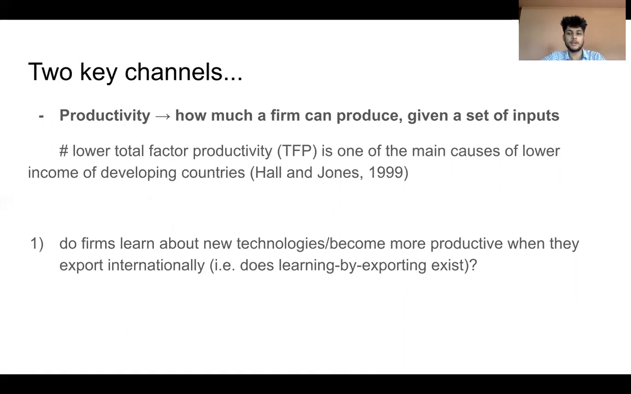So the key question that we explored was, do firms learn from new technologies and become more productive when they export internationally? And the main theme of the results that we find is that older studies and studies that focus on developing countries find little evidence of learning by exporting. Whereas newer studies and studies done in developing countries like Vietnam, Ethiopia, and Venezuela find substantial evidence of learning by exporting.